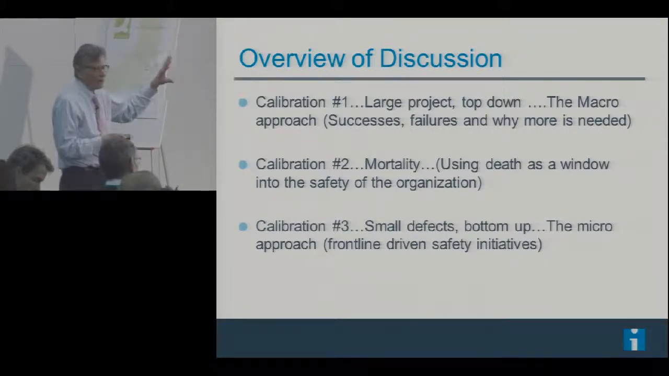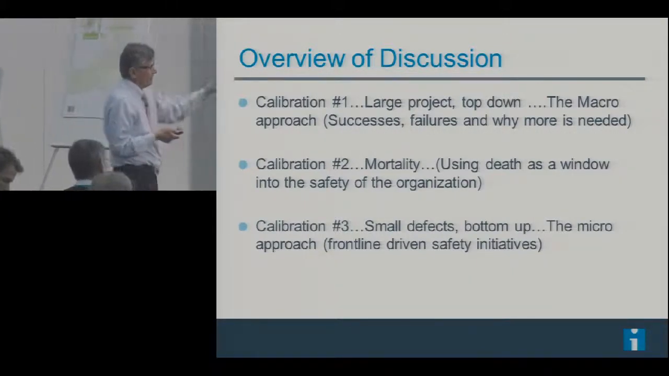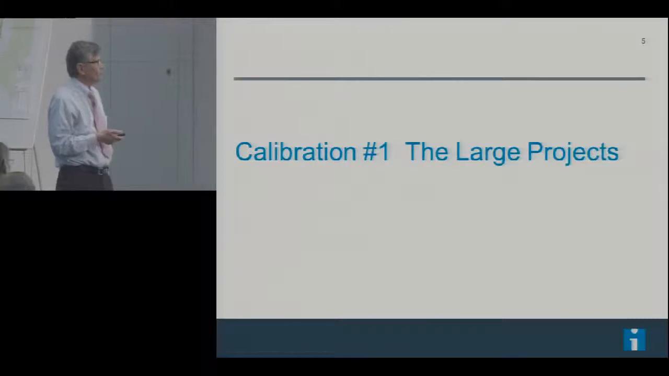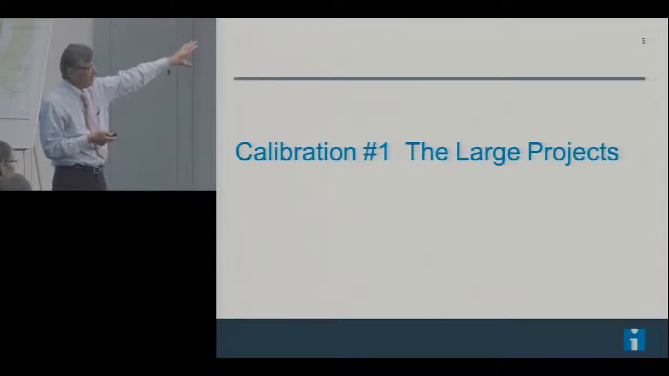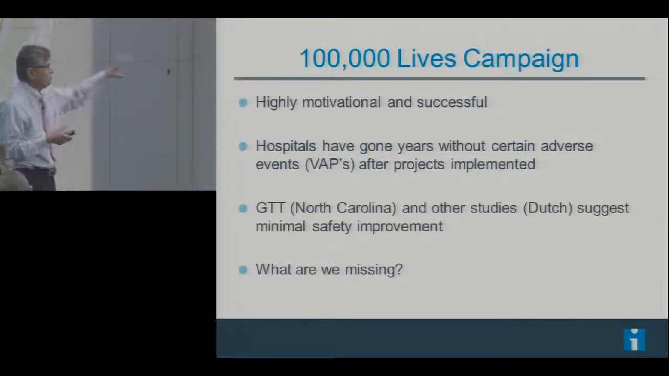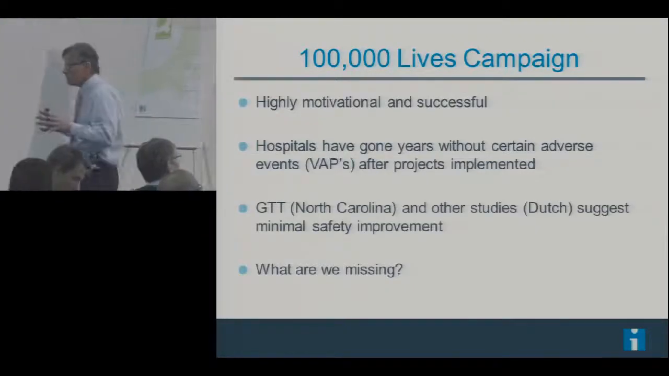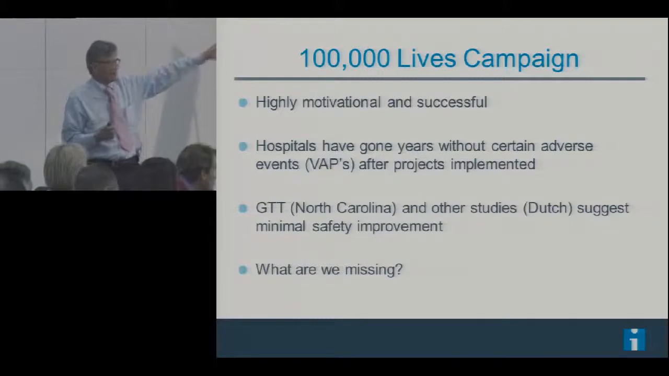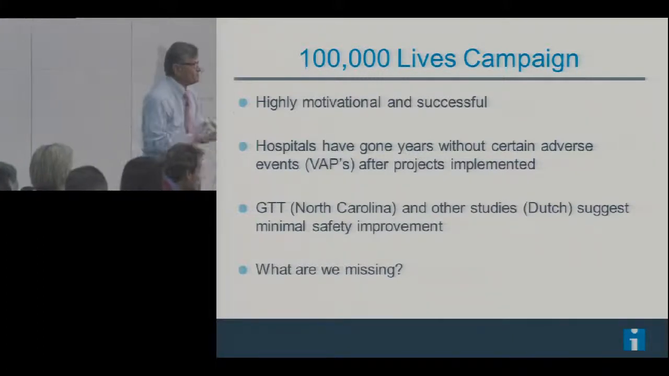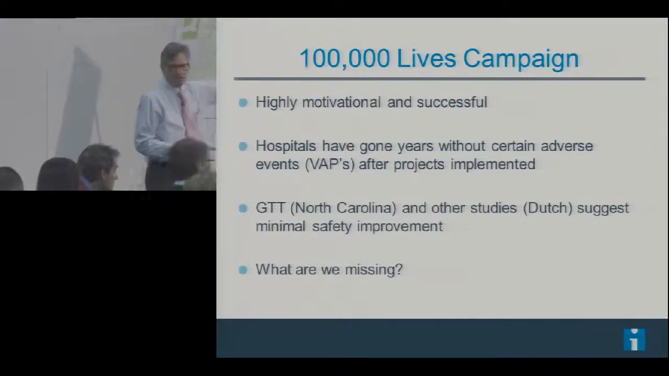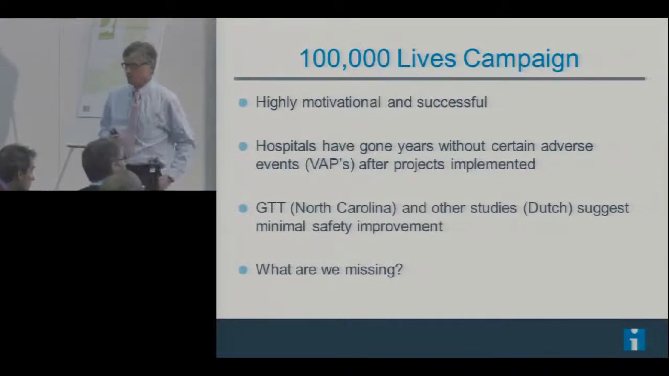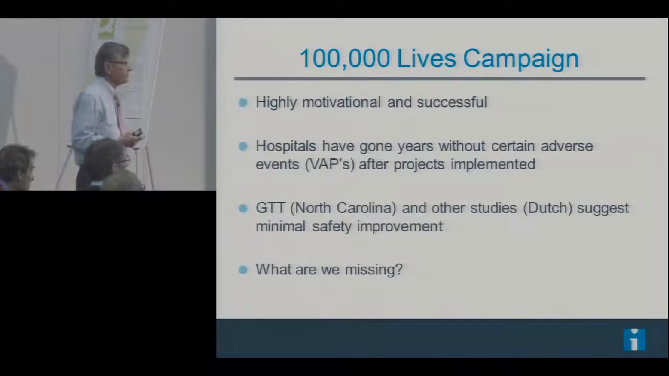Now, why are we hypothesizing that we need a third calibration? Because with calibration 1, these very large top-down projects, we've had a lot of experience. We've had the 100,000 Lives campaign. We've had a lot of motivation. It's been successful. Some hospitals have gone years without a ventilator-associated pneumonia.